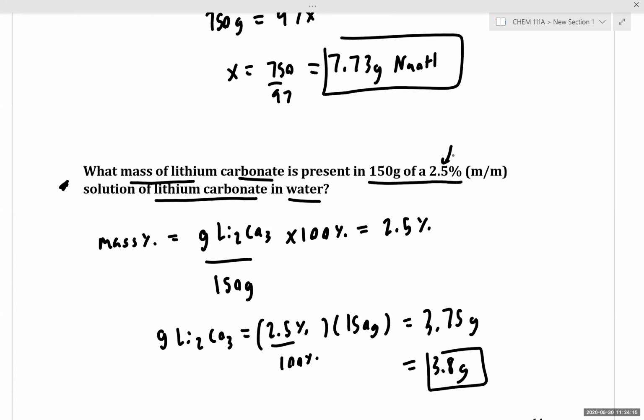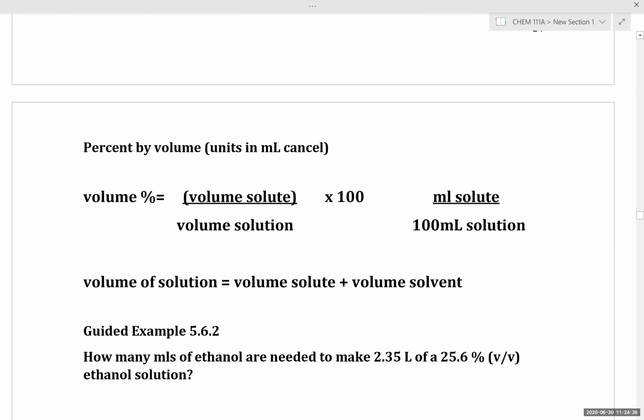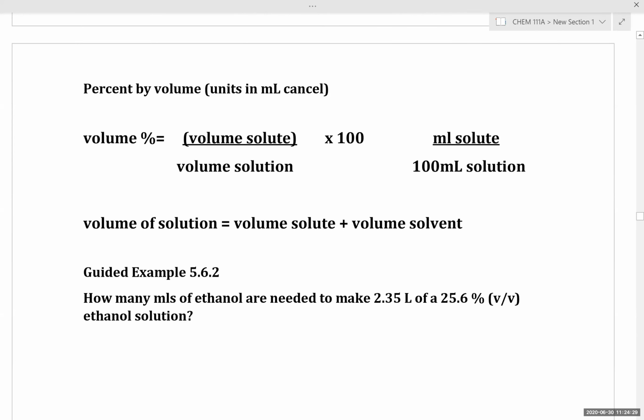So if not, let's move on and discuss the next topic, which is volume over volume conversions. Percent by volume, very similar to mass percent, is defined as the volume of solute over the volume of solution times 100%. It can also be thought of as the volume in milliliters of solute for every 100 milliliters of solution, where the volume of your solution is the volume of your solute plus the volume of your solvent.